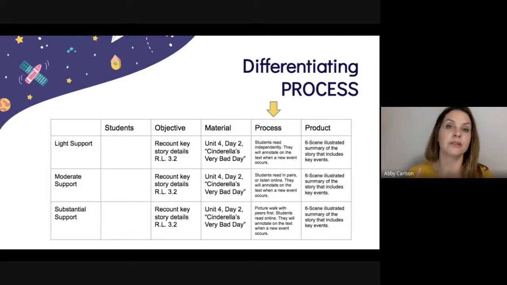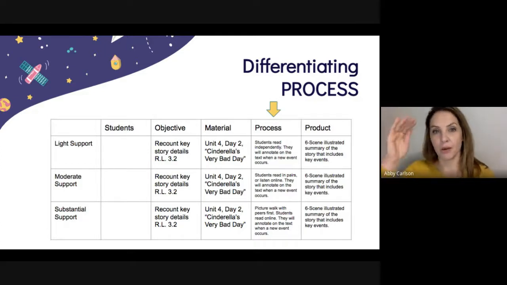Now, my kiddos who need substantial support, they're going to start with a picture walk. They're going to gain that context first, and then they're going to read it online, or the teacher will read it aloud to them. If the majority of my students need substantial support, it may be best to have all students reading this online. Now, I still want them to annotate on the text when a new event occurs.